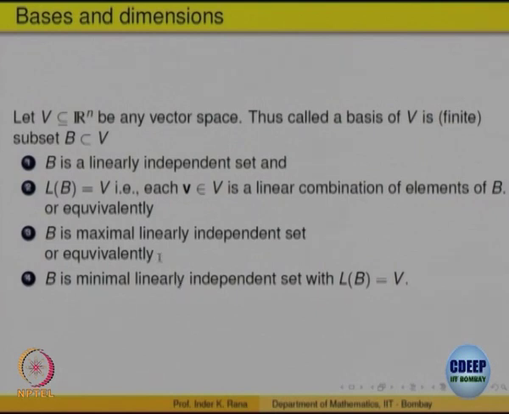Is it clear? Anyway, wrong thing also helps you to understand what should be the right thing. So, the first is B is linearly independent and spans V, that is 1. Second, maximum linearly independent, and the third is a minimal set which generates. You do not have to put linear independent then. Okay.